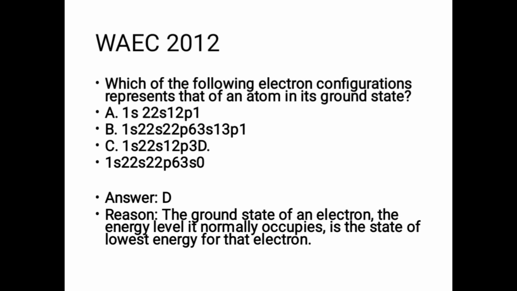We have: which of the following electron configurations represents that of an atom in its ground state? The answer is D. Why? Because the valence electron here is 0. So it shows that when an atom is in ground state, it has 0 energy, and of course the ground state of an electron is the energy level which it usually occupies, the lowest energy for that electron. So that's why the lowest energy for this electron is 0. So it's at its ground state.